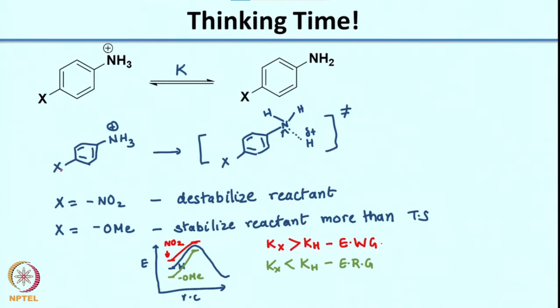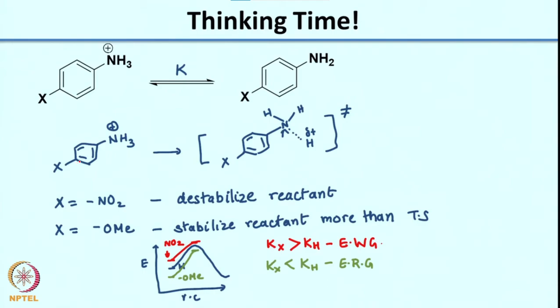So if an electron withdrawing group is present here, it will give a negative charge here, which will destabilize the reactant, because it's a nitrogen, which is an electronegative atom. So destabilization will take place. But if an electron rich group is there, it stabilizes the reactant more compared to the electron withdrawing group. Now, this is the difference between the electron withdrawing and electron releasing species present at the para position in this reaction.